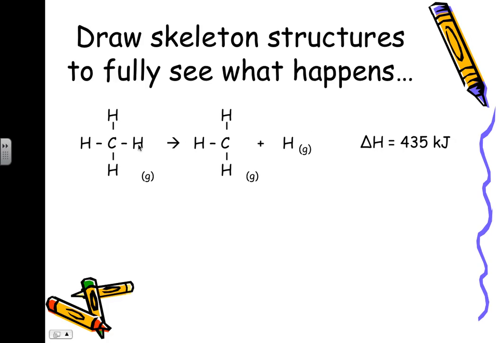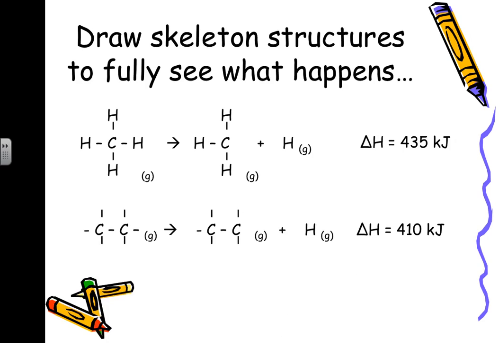I broke this bond, a hydrogen-carbon bond, and I have a delta H value of positive 435 kilojoules. You can see in this example that I'm doing basically the same thing, and I also want you to note that in this case with methane, I put the H's on the end of these dashes, but in this case, I just left those H's off. So there should be an H right there, and right there, and right there, and right there, and right there, and right there.